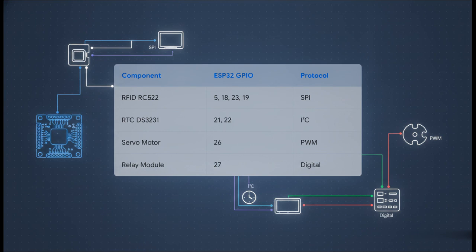The RFID module demands 4 specific GPIO pins for its high-speed SPI connection. Meanwhile, the RTC and the LCD display elegantly share just 2 pins, pins 21 and 22, because they both use the I2C protocol. We then carve out distinct pins for our PWM servo signal and our digital relay trigger. Getting this mapped out is absolutely crucial before we write a single line of code.